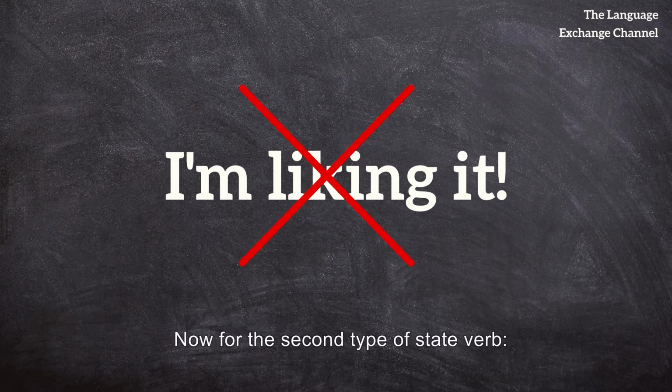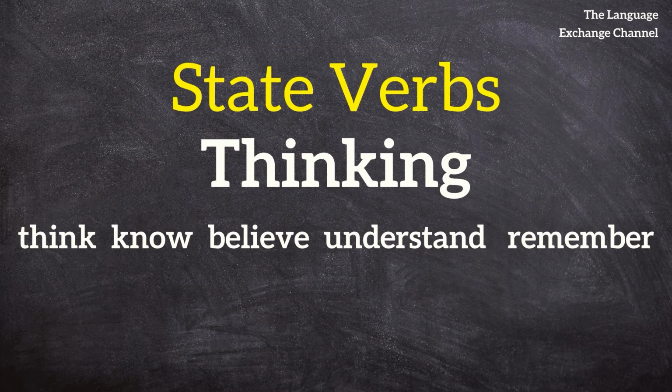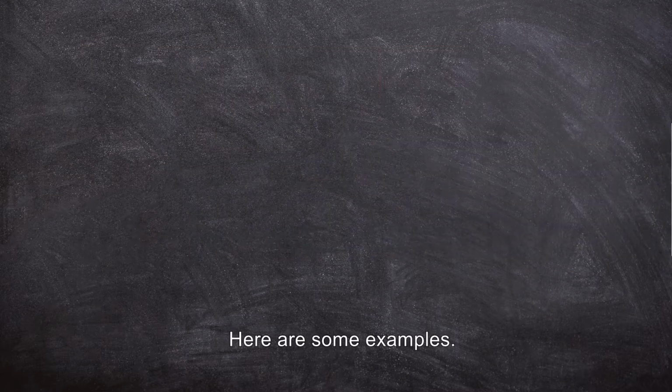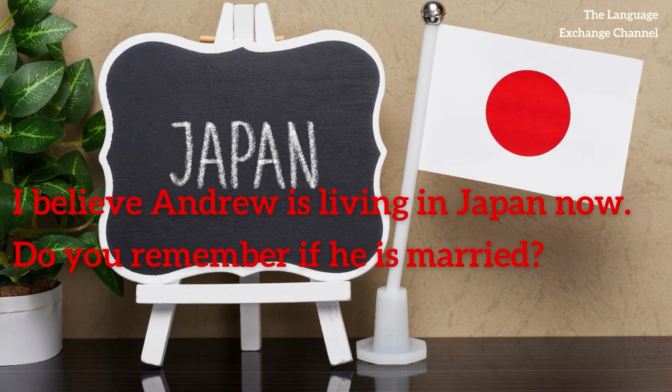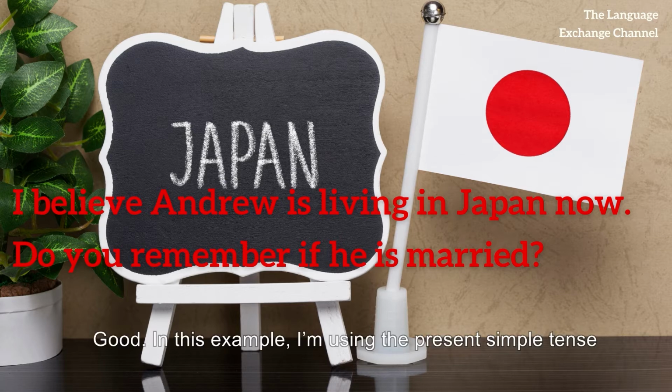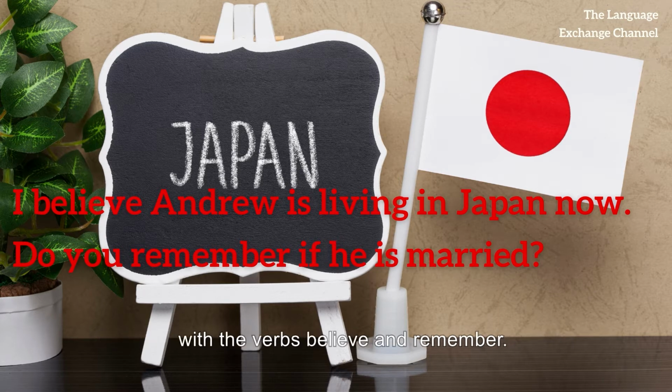Now for the second type of state verbs, that's verbs of thinking. So verbs like think, know, believe, understand, remember. Here are some examples. I believe Andrew's living in Japan now. Do you remember if he's married? Good. In this example, I'm using the present simple tense with the verbs believe and remember. You can't use them in the continuous.